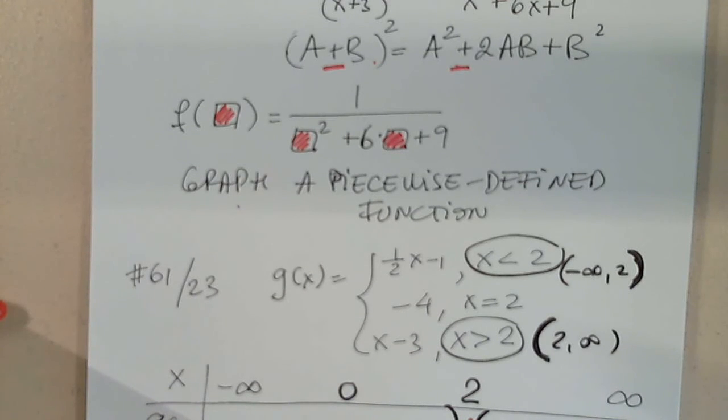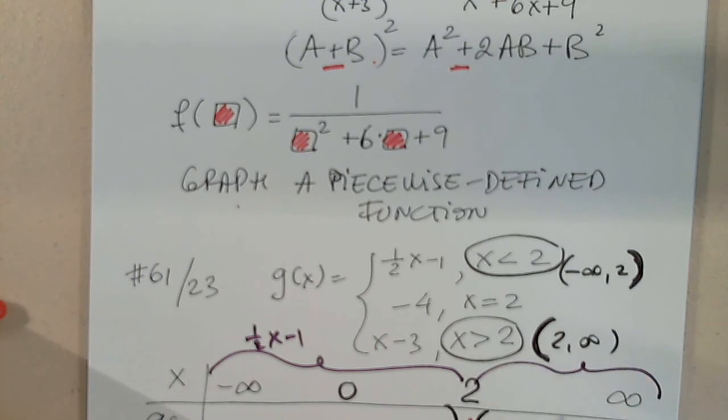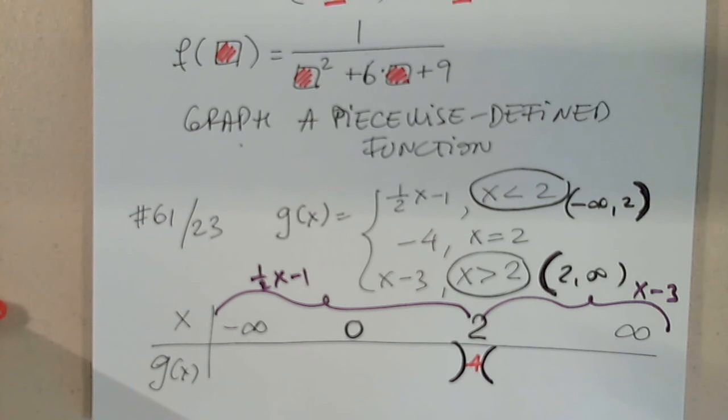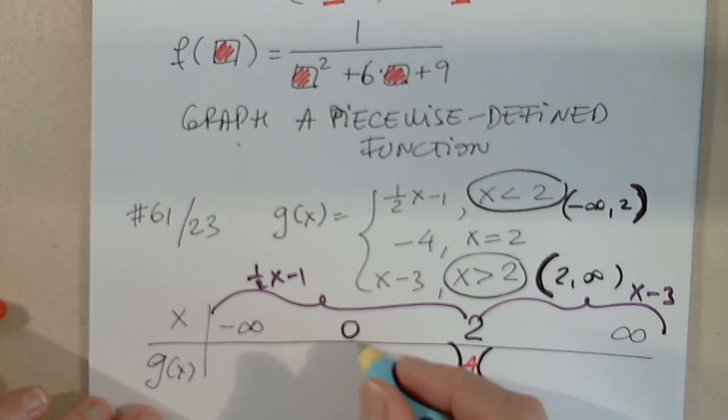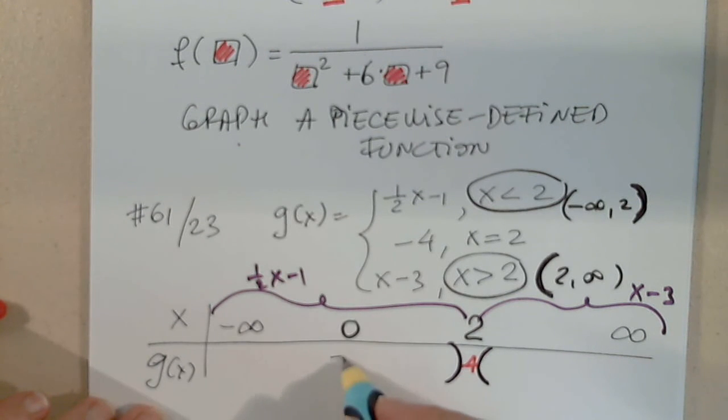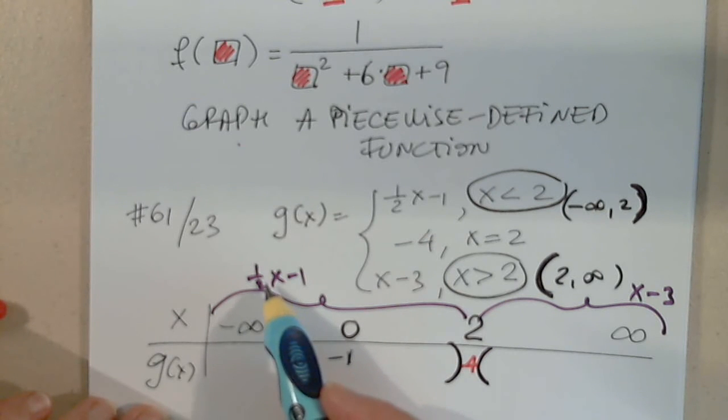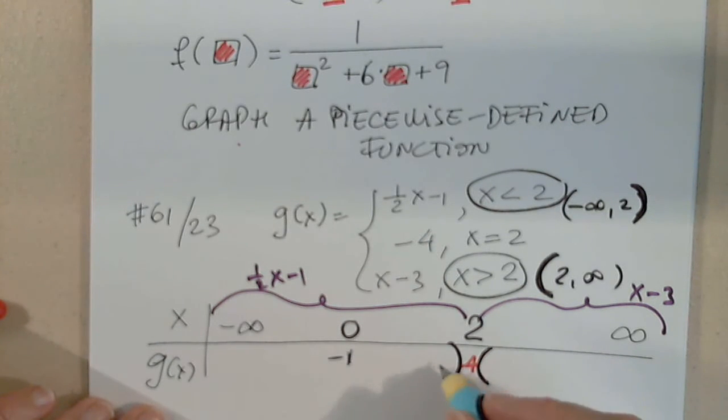On this portion of the real line, I will be using 1/2 x minus 1. On this portion of the real line, I will be using x minus 3. And now, since both functions are linear functions, I do not need more than 2 points on either side. So when x is 0, 1/2 times 0 is 0. 0 minus 1 is -1. When x is 2, 1/2 times 2 is 1. 1 minus 1 is 0. In case you're wondering why I plugged in 2, I will explain that in a minute.